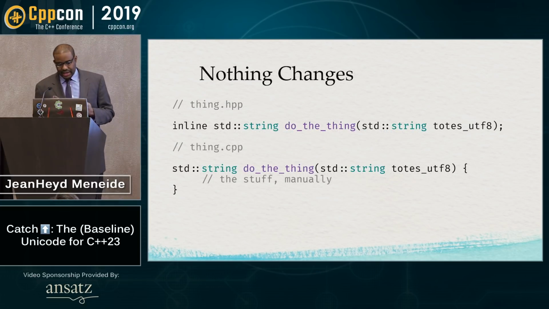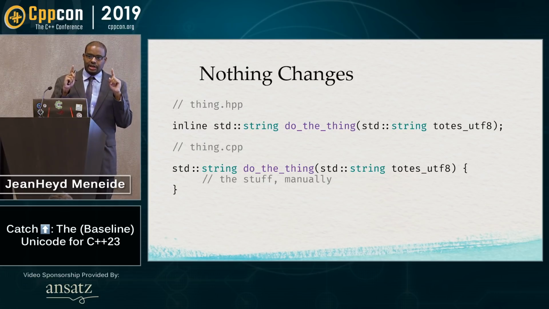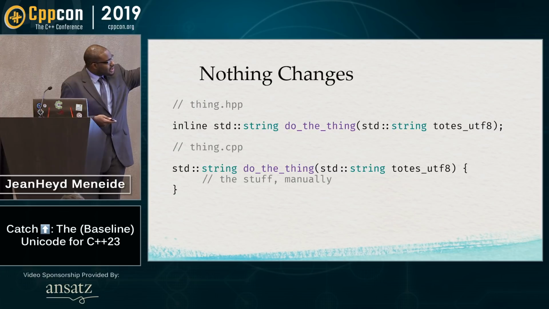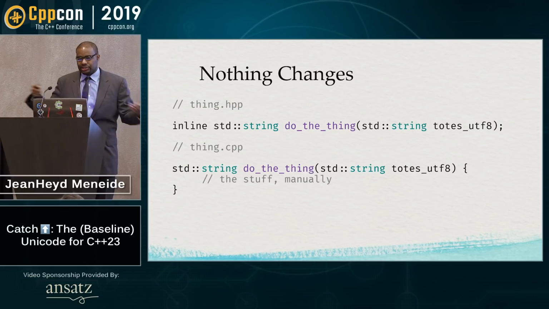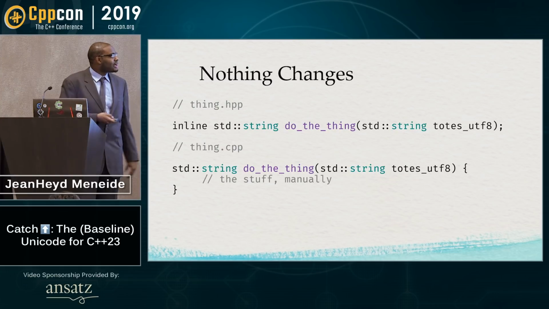And the biggest sell here is that nothing changes for the implementers. So you have a function in thing.hpp, and it's do_the_thing, and it takes a std::string, which is totally UTF-8. It isn't actually a u8string, but your code base and your convention says, listen, I have char, we've already defined it to be UTF-8, I don't want to do any extra effort, whatever else.